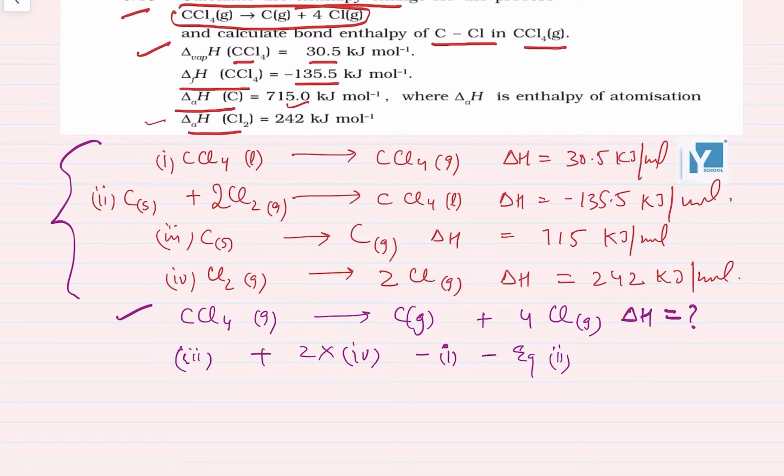We will get the desired equation because, students, in the desired equation we have CCl4 on the reactant side, right? So we need CCl4 on the reactant side. You can see how we can obtain this. First of all, in the third equation we will write carbon solid, plus the fourth equation into 2, right? Then minus the first equation. The first equation is this one, CCl4 gaseous, right?